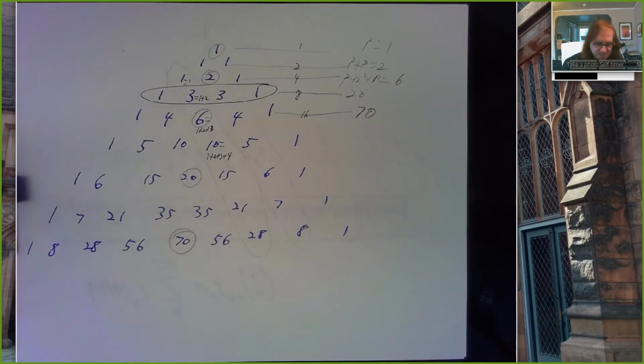Which happen to be these numbers going down the middle line. So the sum of the squares on row R is equal to the middle element on row 2 times R.